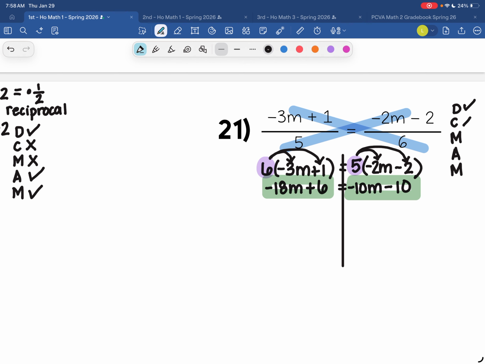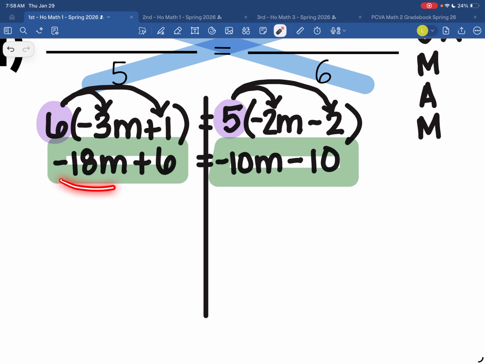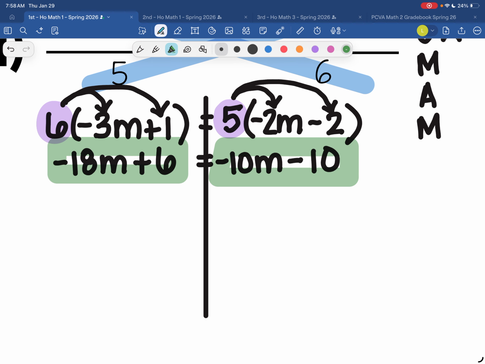All right, so the next one is move the variable. Now we do in fact have two variables here. We have negative 18m and negative 10m. So we want to move the negative 10m so that we have one variable on the left-hand side. So we're going to move this negative 10m, and we're going to move it across the equal sign.